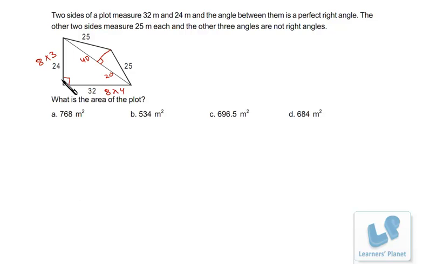Now area of this triangle will be 24 into 32 by 2, right? Area of this triangle will be half base into altitude. So base is 40, altitude is 15, and by 2. So it's 20. So that's 320 plus 64, that's 384 plus 300, 684, right?